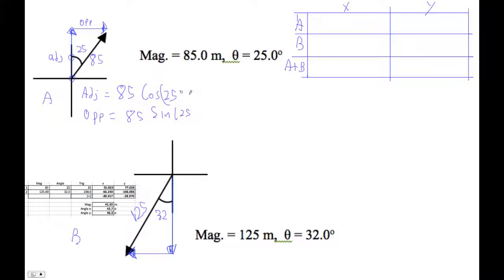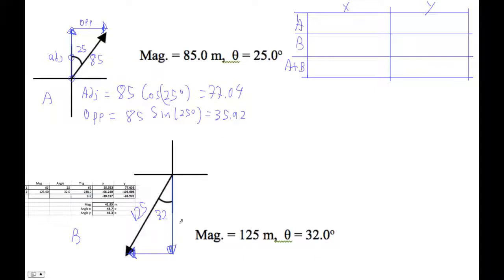And these are degrees. Okay, so here we go. Literally, I'm going to bust this out. I'm going to go 85 cos 25, enter. 85 sine 25, enter. Write these down. 77.04. This guy's 35.92.